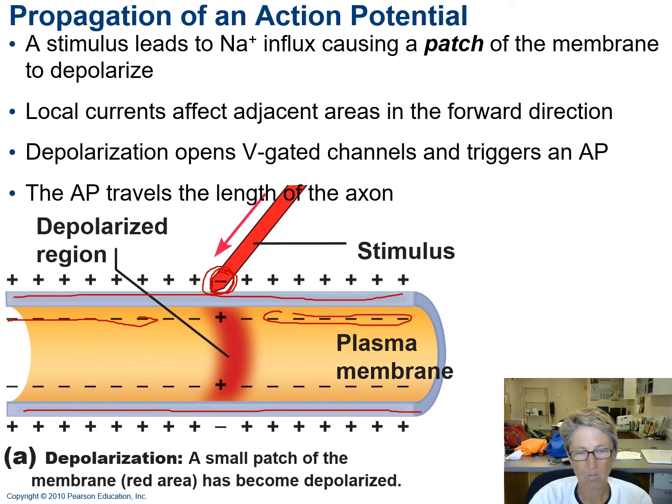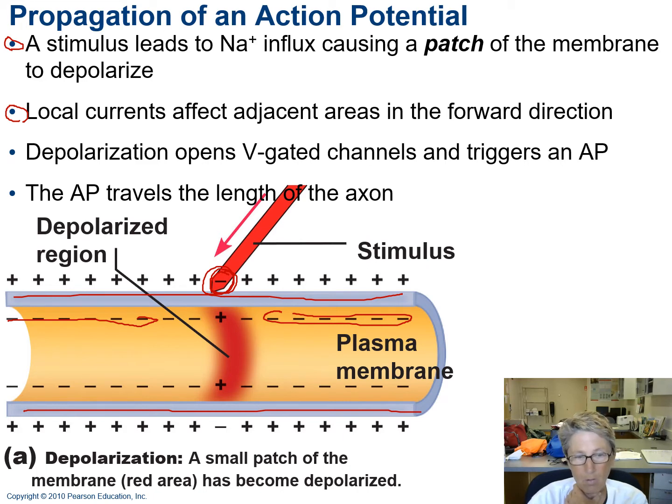But at the stimulus point, that region of the axon is depolarized because sodium is rushing in. So let's look at the bullets. It says a stimulus leads to sodium influx causing a patch of the membrane to depolarize. So here's the stimulus. It's probably an electrode, so they send in some negative charges through this electrode. It's a lab setup. So they stimulate the membrane, sodium flows in, and then the second bullet says local currents affect adjacent areas in the forward direction.